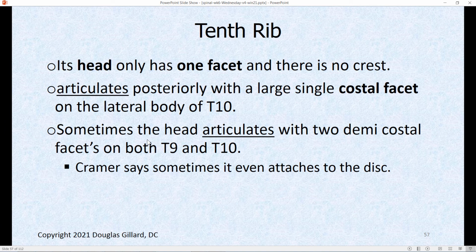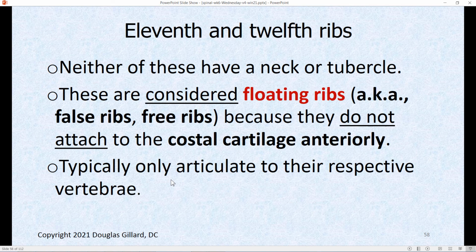Okay, the 10th rib, so that head only has one facet as well. So on T10 there is usually only one single big costal facet. There's no demifacets. Sometimes it might have demifacets, but usually it's a big single costal facet. Sometimes it can attach to the disc, which is a little strange as well.